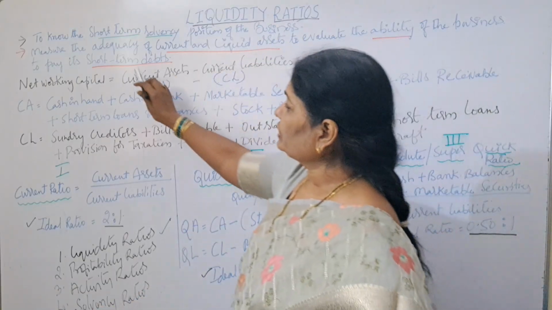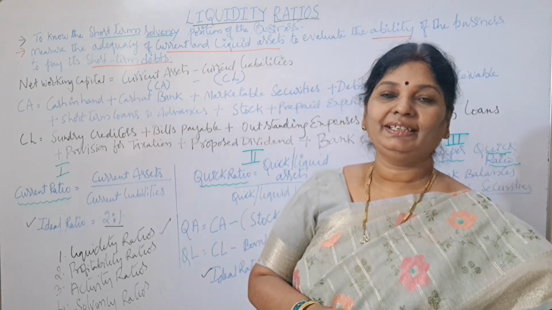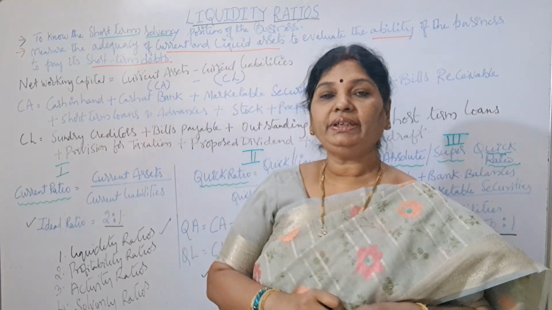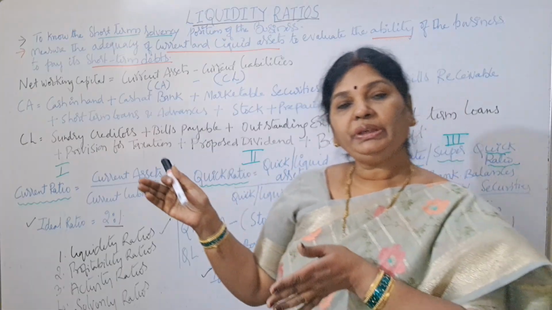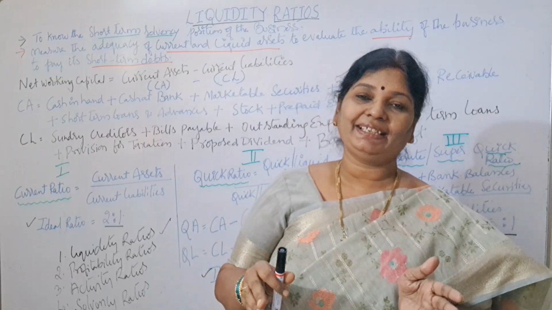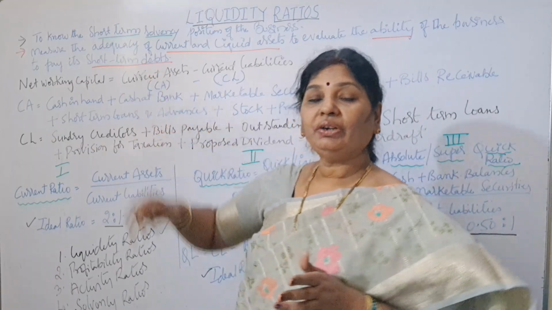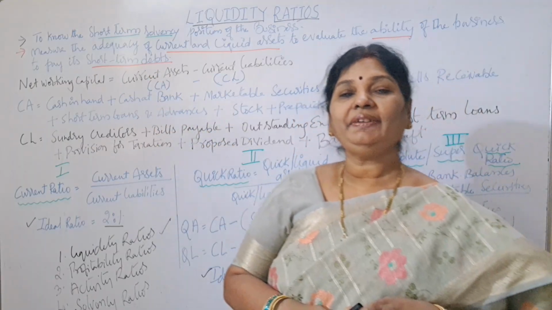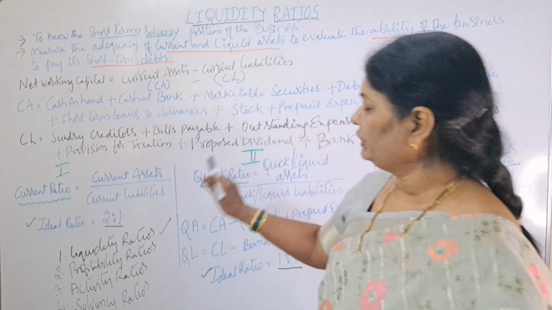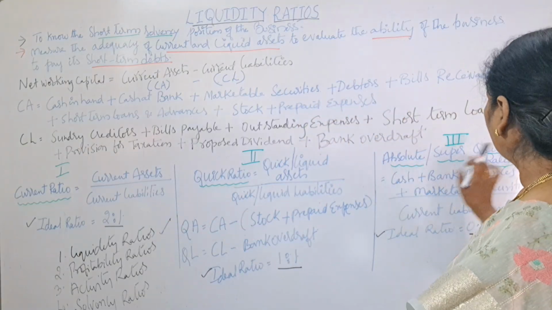So we use liquidity ratios to measure the adequacy of current and liquid assets, to evaluate the ability of the business to pay its short-term liabilities. First of all, in liquidity ratios we check the adequacy of our current assets, so that we can see whether we have the ability to pay our short-term debts. That is why we prepare liquidity ratios. Before going into the explanation, I have mentioned three formulas here: current ratio, quick ratio and absolute or super quick ratio.